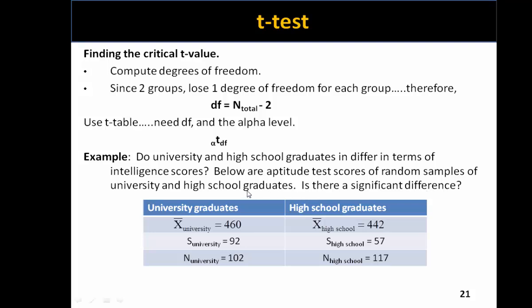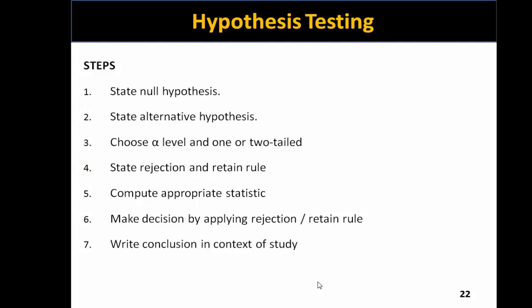So as stated previously, our first step is always to calculate the descriptive statistics. And so we have an average score of 460 for the university graduates, a standard deviation of 92, and we had a total of 102 participants among this group. For the high school graduates, we see a score of 442. We have a standard deviation of 57, so a lower standard deviation among the high school graduates than we had for the university graduates. And we also have a different sample size as well, and we'll explore that a little bit later.